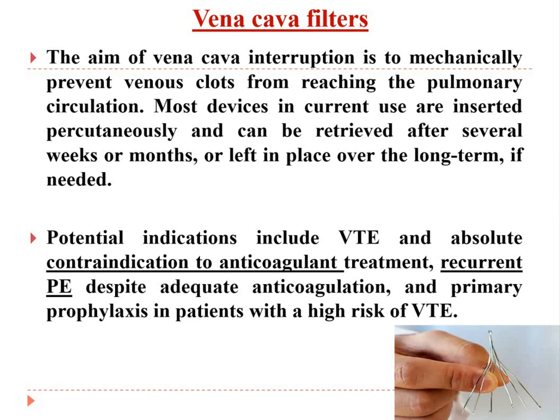Vena cava filters. The aim of vena cava interruption is to mechanically prevent venous clots from reaching the pulmonary circulation. Most devices in current use are inserted percutaneously and can be retrieved after several weeks or months, or left in place over the long term if needed.